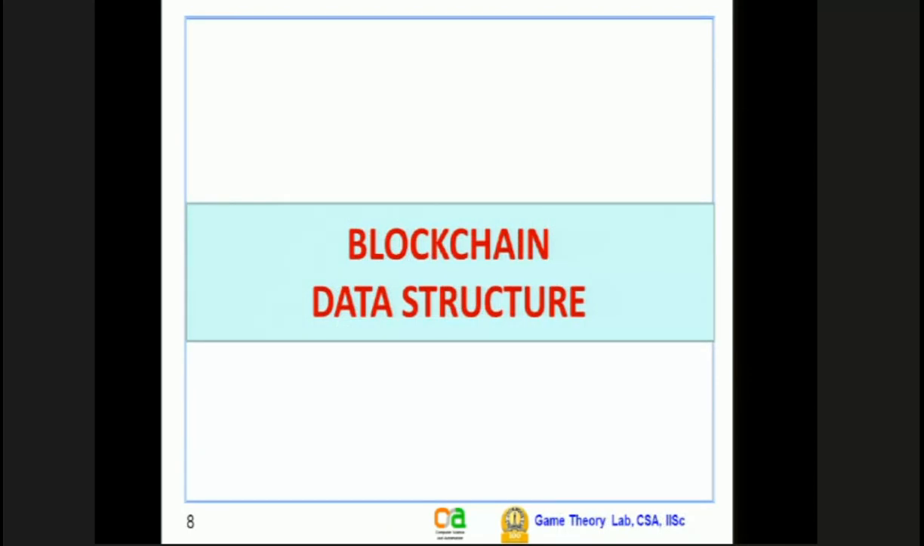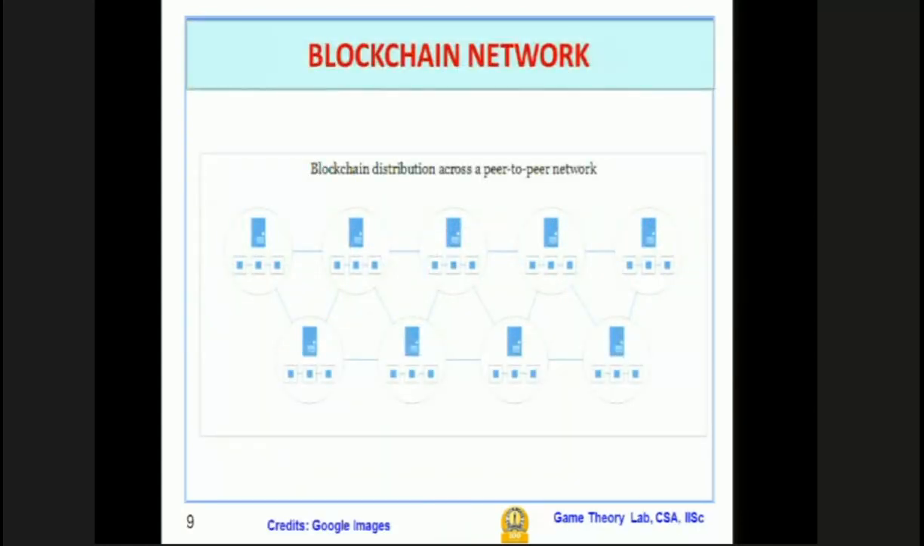Okay, so let's look at what the blockchain data structure is all about and what the features of this particular data structure are. It's very simple, with very powerful features. A blockchain network essentially is a peer-to-peer network. We are going to talk about different kinds of blockchains in this talk. There are public blockchains, private blockchains, permissioned blockchains, consortium-based blockchains, and so on. Much of the initial discussion will focus on the so-called public blockchains.